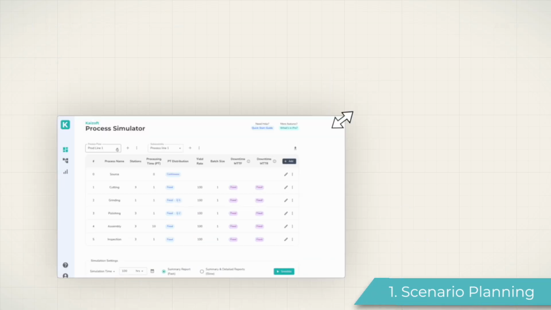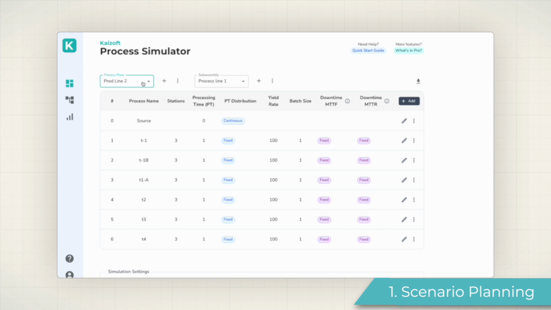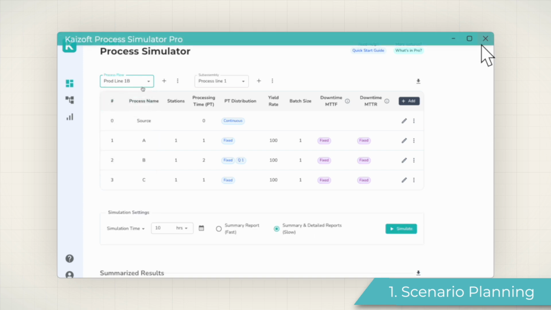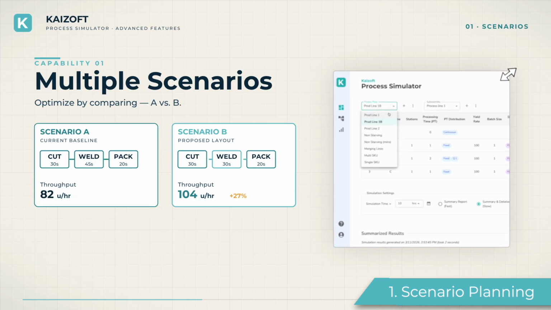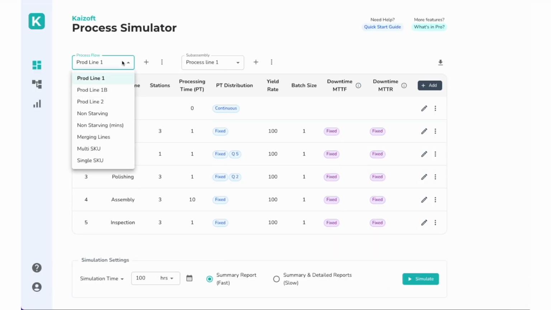Optimization is all about comparison. With the Pro plan, you aren't limited to a single view. You can simulate multiple production lines or create variations of the same line with different process parameters. This allows you to A/B test different layouts or benchmark new improvements against your current baseline without losing your original data. Simply use the controls to save, duplicate, and manage multiple process configurations.